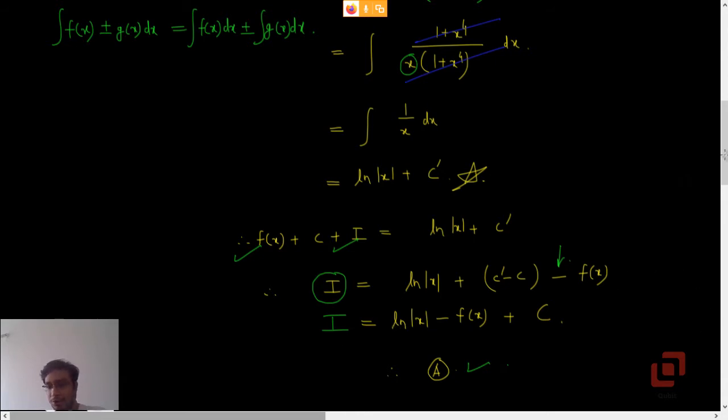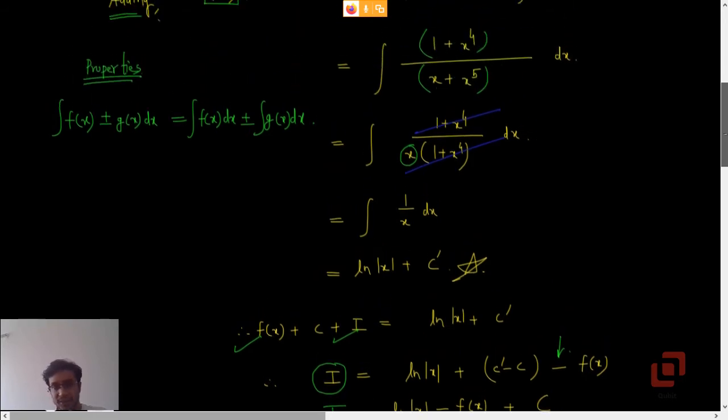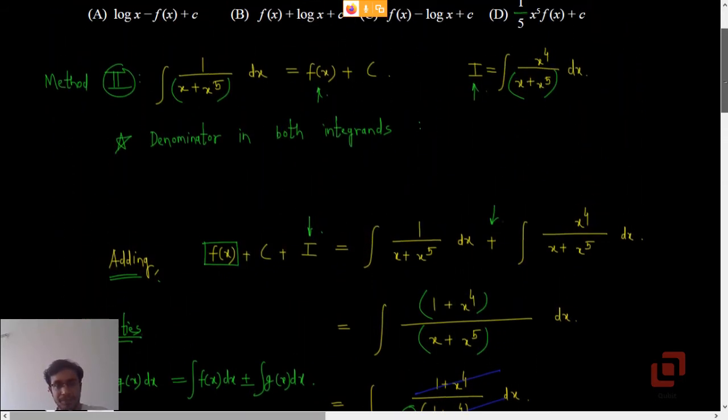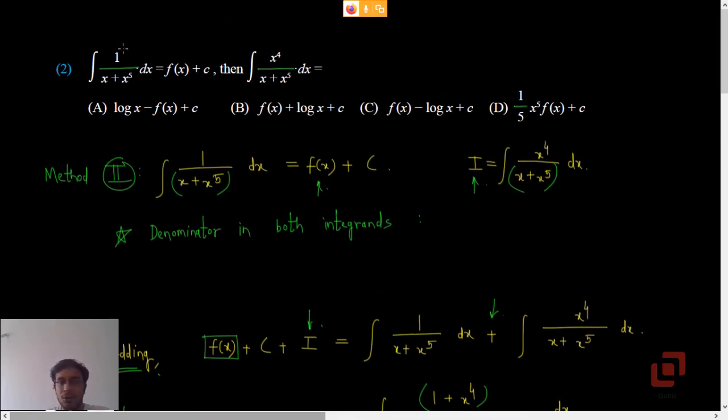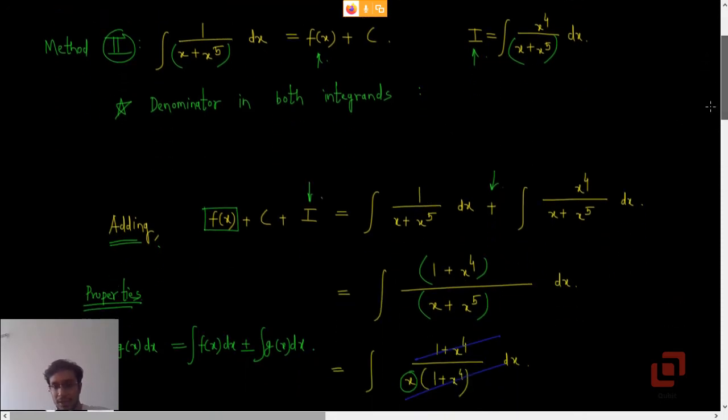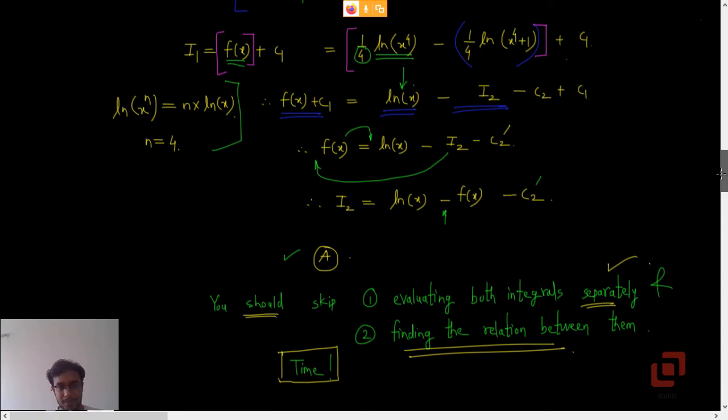I will recommend you to solve this problem by the second method, because this has taken us less time, simply because we have not evaluated both integrals separately. We observed that the denominators were the same and both of the numerators had a factor in common, which was 1 plus x to the power 4. So the recommended method is the second one. In that second method we skipped the first step, correct?